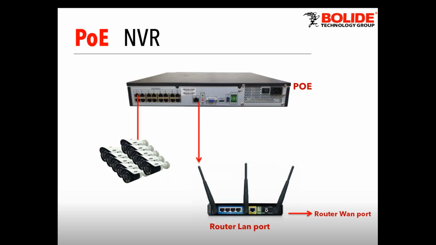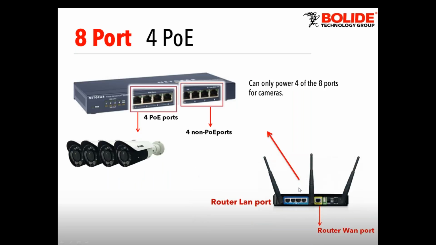Yep. And so, as you can take a look at this NVR, it's got the 16 ports for the cameras, and it has one LAN port that goes to your router. So there's no need for any other extra devices or extra equipment to be purchased. Next, let's go into an 8-port, 4-port PoE. Total of 8 ports. The first 4 ports are the PoE, so you have 4 cameras, and then those other 4 ports you can use for a computer, for your router, whatever. You have 4 extra ports to connect whatever you need to on your network. Pretty simple.